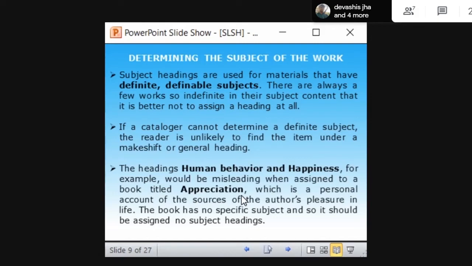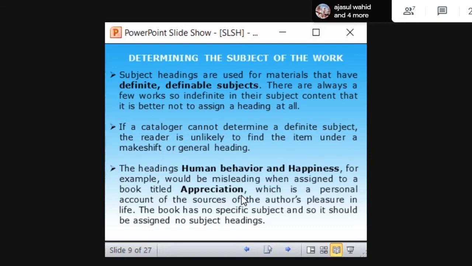If the works are indefinite, so it is not referring to a particular subject, it is advisable not to assign any heading. If the cataloger cannot determine a definite subject, and if the reader is unlikely to find the item under a makeshift or a general heading, it is difficult, right? It is better not to assign any heading for that. Leave it as it is.